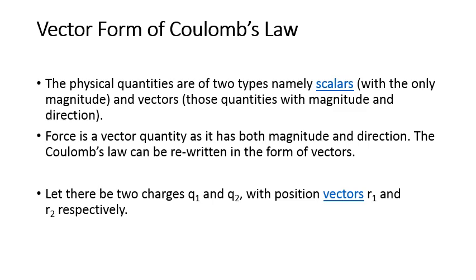The law that we have discussed in the previous slide doesn't have any representation of direction. So we have to add the representation of direction in this. Coulomb's law can be rewritten in the form of vectors. Suppose there are two charges Q1 and Q2 and their positions are R1 and R2 respectively.